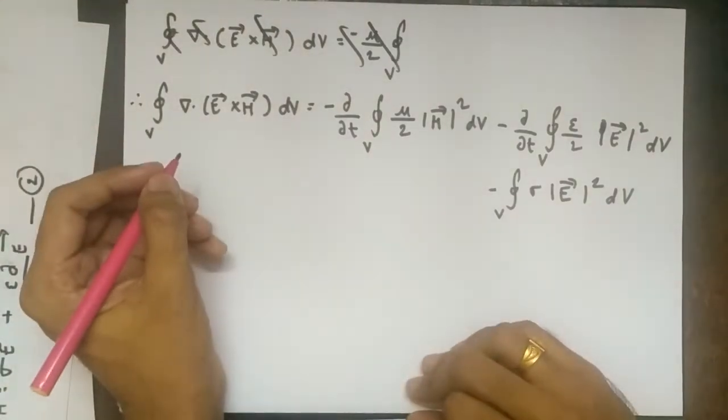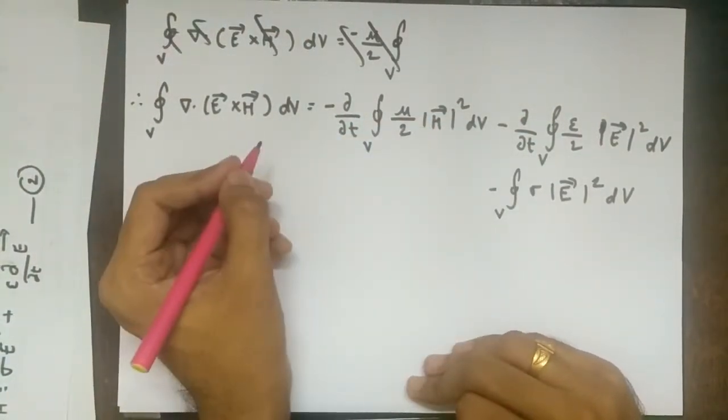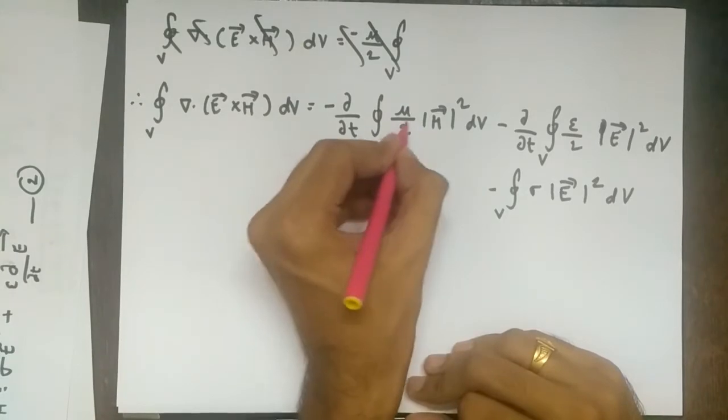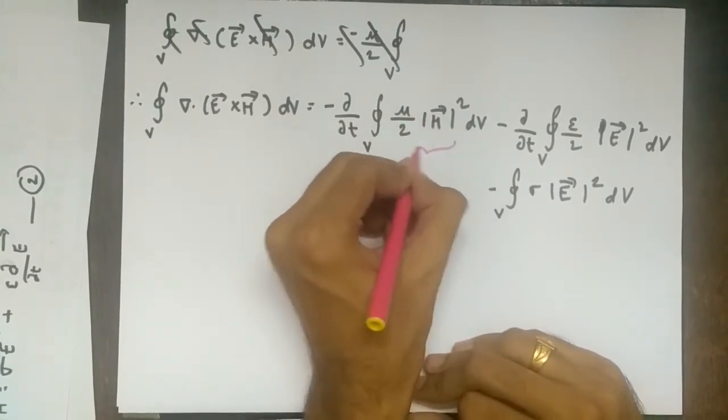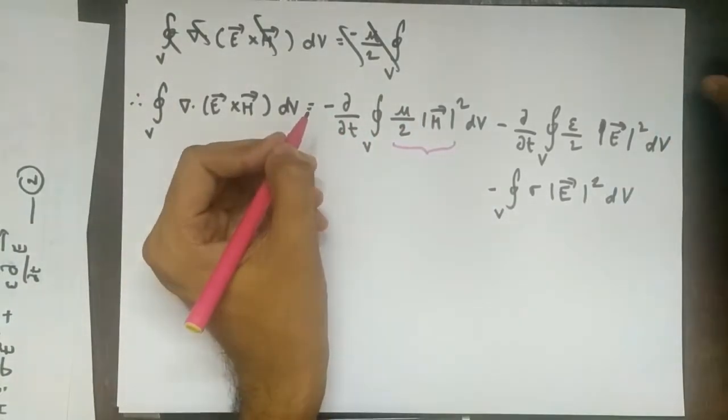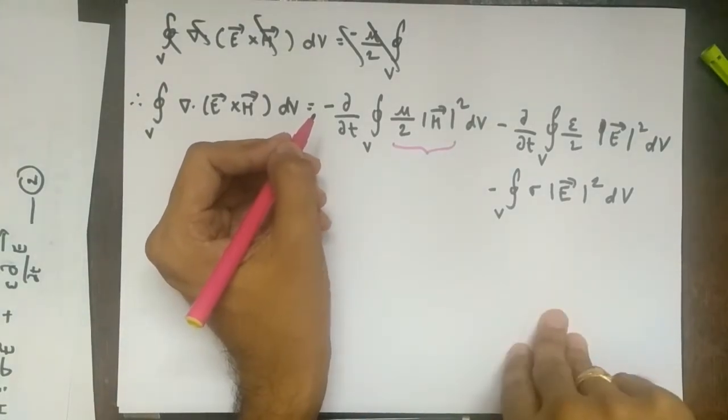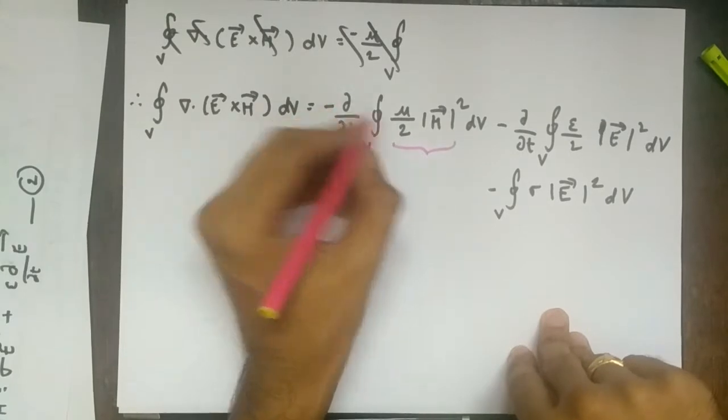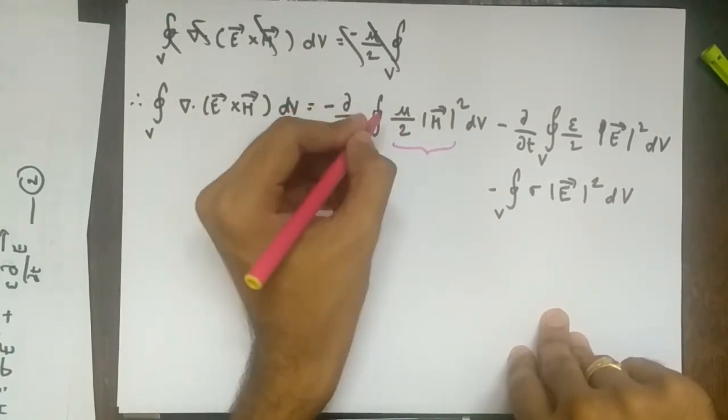Okay. So let's see from the RHS first. What is this term inside the integral, mu by 2 H squared? It resembles what in, again we'll fall back to BEE or network theory or circuit theory, whichever was your subject name. So what does it resemble?